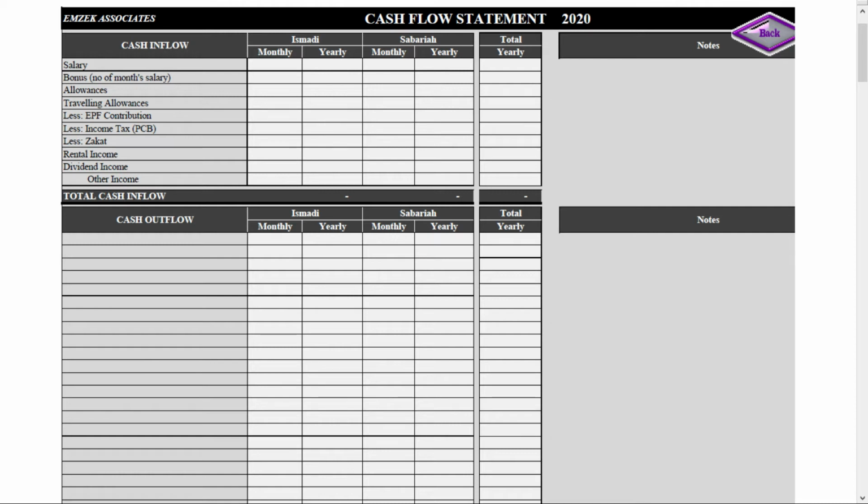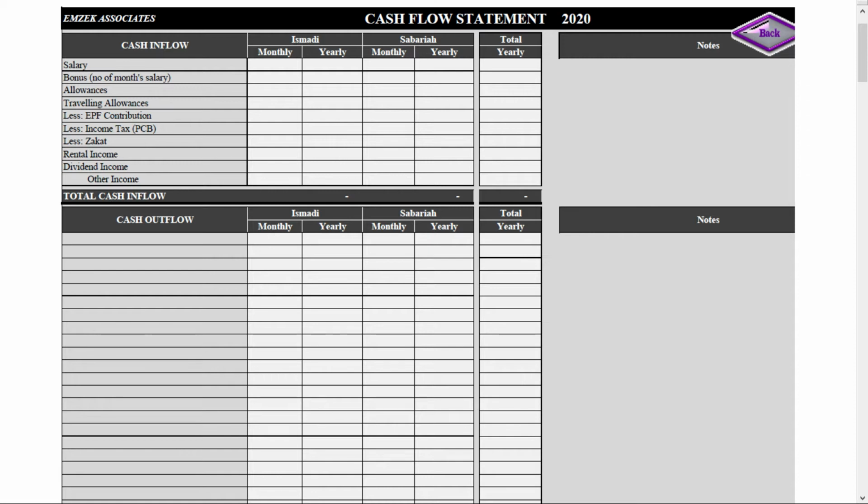Now, the cash inflow or income consists of salary and bonus. The bonus is expressed as a number of months of salary per annum, and then fixed allowances, which may include traveling allowances if any. This will be the standard income of a person. Then we have to minus out the EPF deduction, tax payment through PCB, and zakat payment through salary deduction.